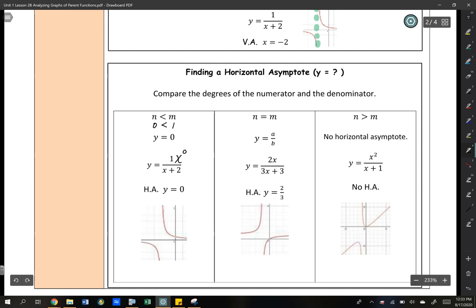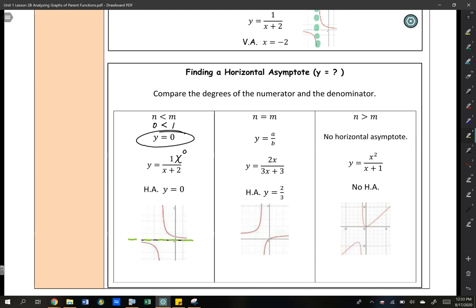If the degree of the numerator is less than the degree of the denominator, you have a horizontal asymptote at y equals 0. So right here, let me do that in a highlighted color. We've got a horizontal asymptote at y equals 0.